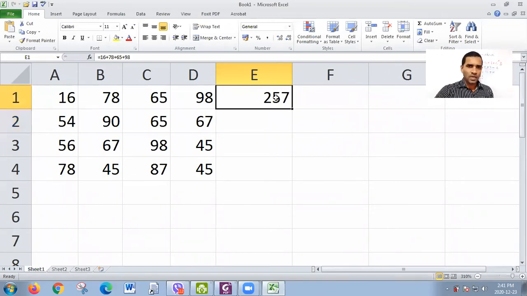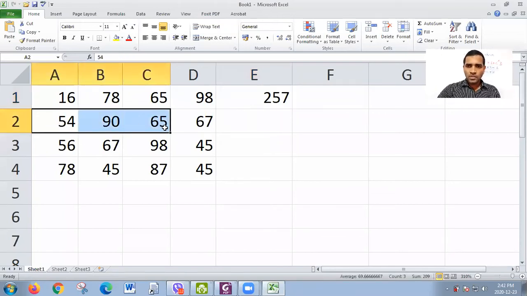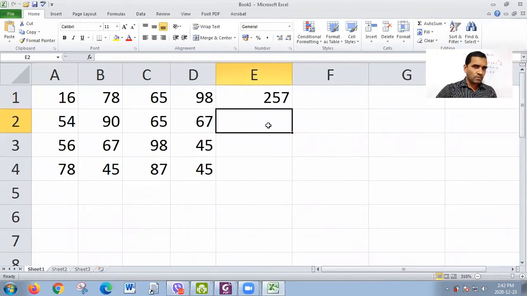Okay. So definitely it's the correct answer. We don't want to check them manually. Definitely it is the right answer. Okay. Right. Now let's add the next 4 numbers together and show the result in E2.